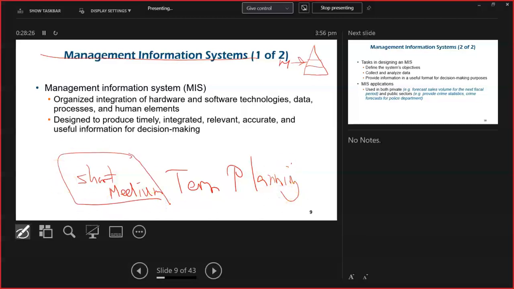What's meant by short, medium term here? Short term means maybe 2 weeks, right? It's a short term. Medium, maybe 2 months, right? So it's from 2 weeks to 2 months that's a short term planning. What's an example for that?